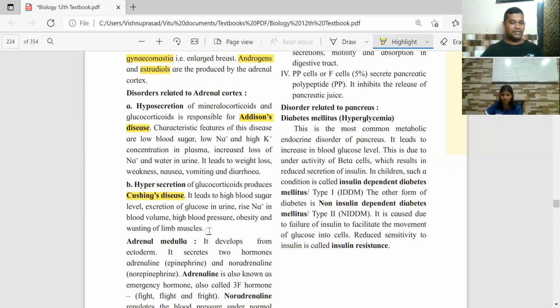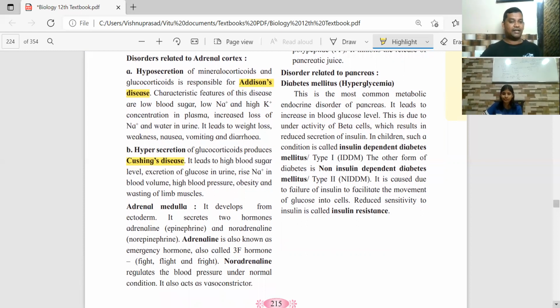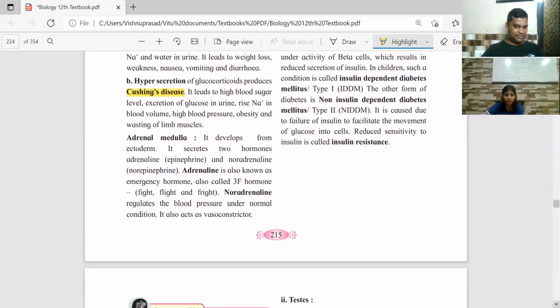Over secretion of glucocorticoids. You have to remember all the names properly. If a question comes in the exam, Cushing's disease is caused due to dash, you should be able to tell specifically: hypersecretion of glucocorticoids. Glucocorticoids, not mineralocorticoids. Next, that's all about the adrenal cortex.